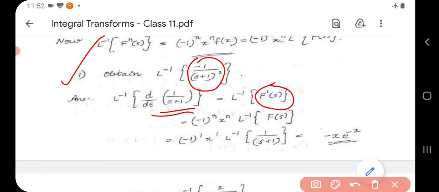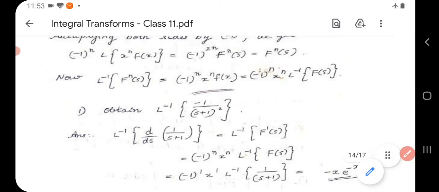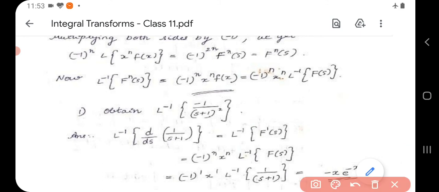x raised to n L inverse of f(s), because we have already studied a theorem in Laplace transform relating the derivatives. So refer to that theorem first, then work out this problem, then you will understand these steps. I am not explaining it again, the rest everything is just simplification. In the last class we discussed a theorem under Laplace transform that deals with the derivatives, so refer to that theorem. It is something like this.